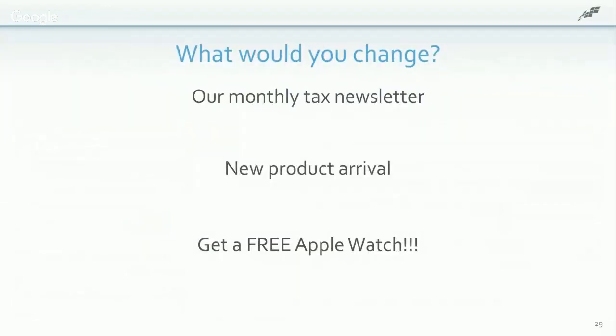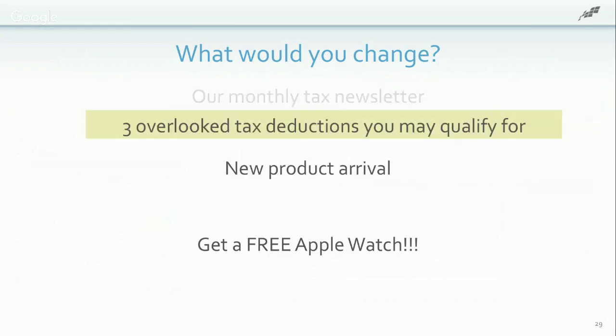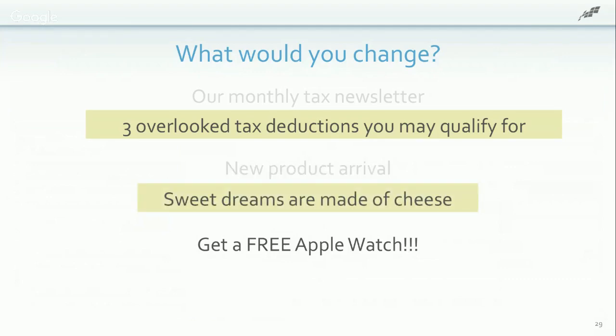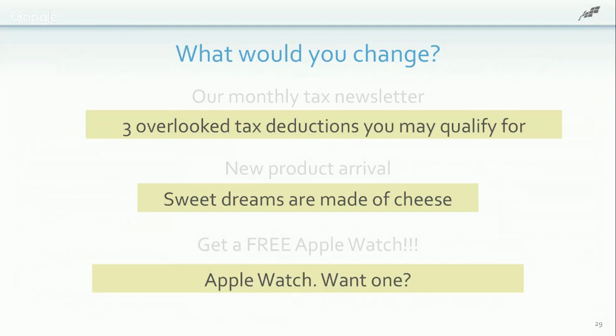So what would you change with these headlines? Our monthly tax newsletter. You can almost fall asleep reading that, right? How about 3 overlooked tax deductions you may qualify for? New product arrival: sweet dreams are made of cheese. Get a free Apple Watch. Apple Watch, want one? Easy, stands out a little bit more. And note with that capital FREE, that's probably tripping the spam filters, and that message isn't going to get found at all.